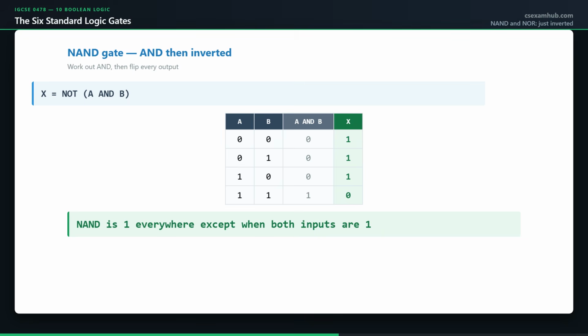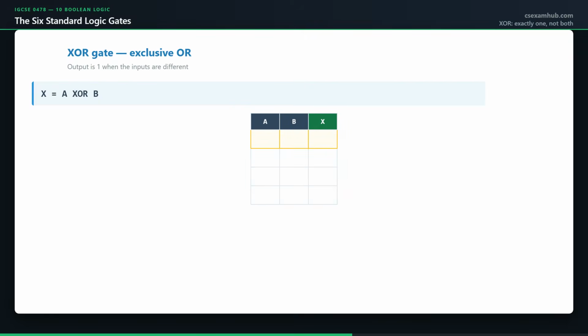On a circuit diagram, both are drawn as the AND or OR shape with that small inversion circle on the output, the same circle we saw on NOT. XOR is the gate that costs students the most marks, so let us be careful with it. XOR stands for exclusive OR, and its output is 1 when the inputs are different from each other. Some people prefer to say exactly one input is on, which comes to the same thing for 2 inputs.